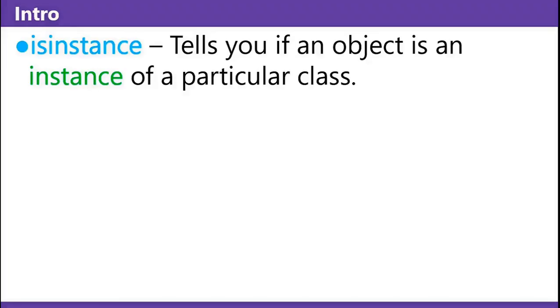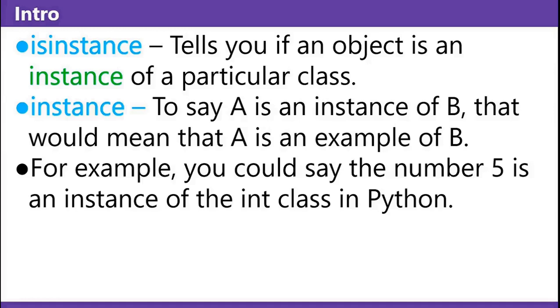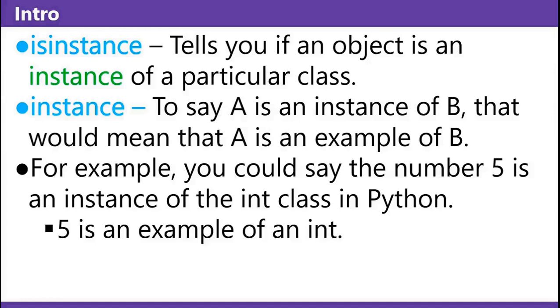The isInstance function tells you if an object is an instance of a particular class. Well, what the heck is an instance? To say A is an instance of B, that would mean A is an example of B. For example, you could say the number 5 is an instance of the int class in Python, meaning 5 is an example of an int.